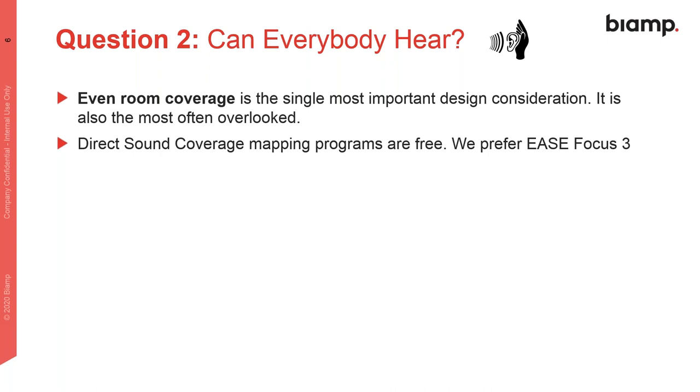Question two, can everybody hear? Even room coverage is the single most important design consideration. It's also often the most overlooked. It's in some cases the least understood by people who haven't taken the time to sit down and study how does the sound propagate in the room. You know, someone's closer but off axis, someone's further but on axis. How does this all work?